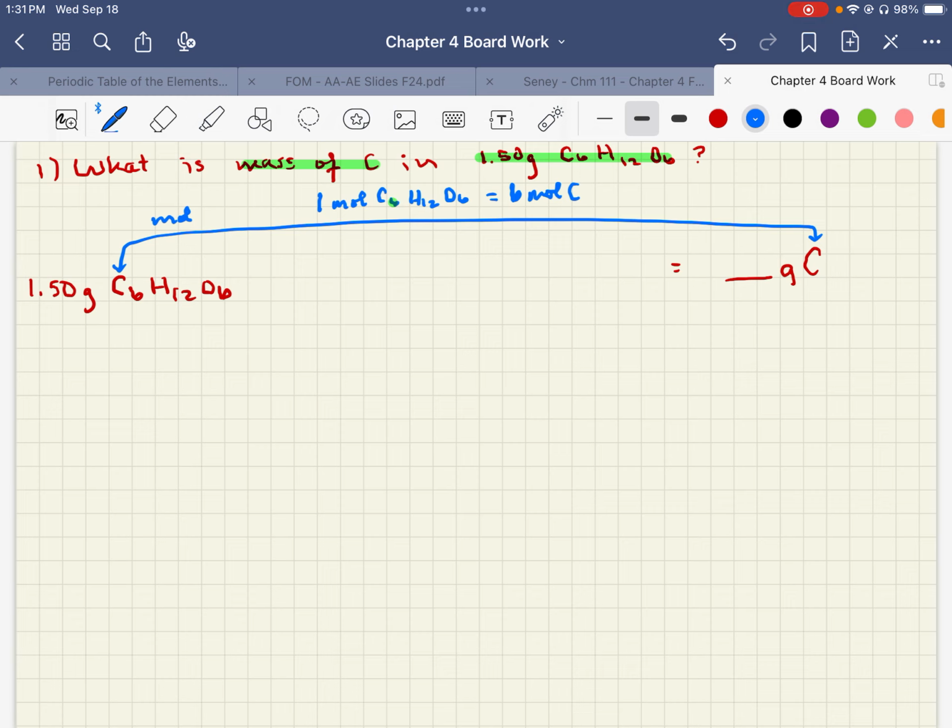But in order to compare those two, I've got to go from mass to moles. That first conversion, and this is true for any conversion going from mass to moles or moles to mass, from grams to moles or from moles to grams, we're always going to use the periodic table. So this is a periodic table conversion. To get from the mass of this compound to moles, I've got to figure out the mass of that whole compound. So I go to the periodic table, and I note that there are 6 carbons.